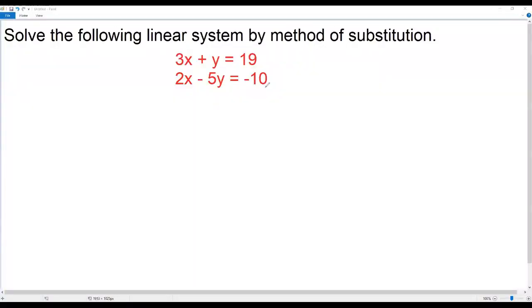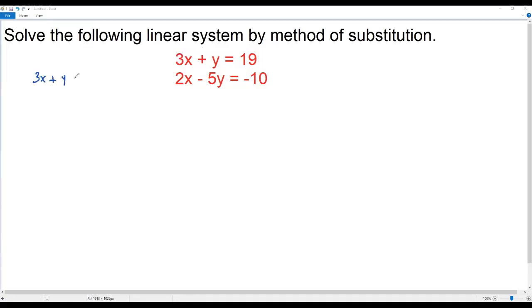Here we have a system of two linear equations and we have to solve the system using the method of substitution. When I look at the given two linear equations, none of the equations is solved for a particular variable. But when I look at the first equation, we just have y over here, so I can solve for y in terms of x in the first equation. Okay, let me do it.